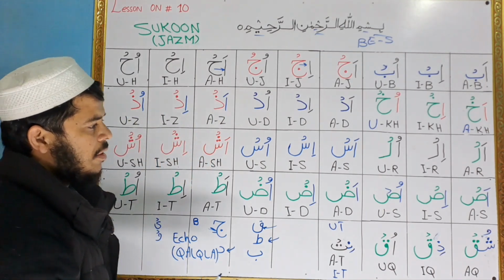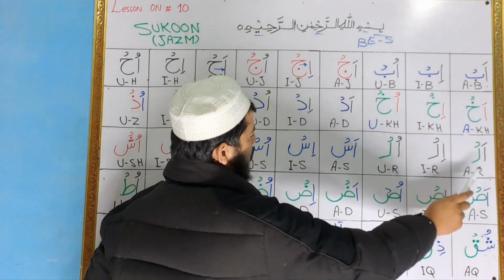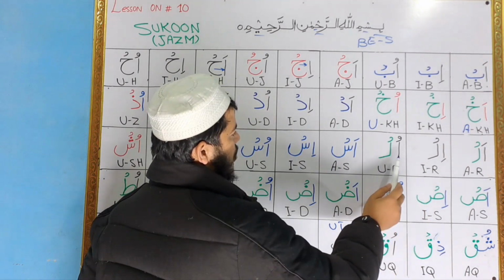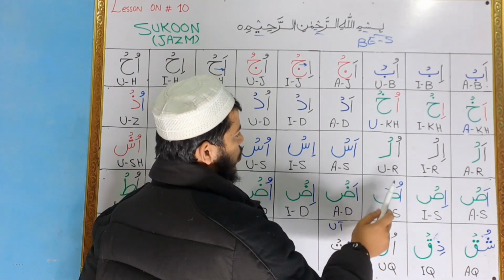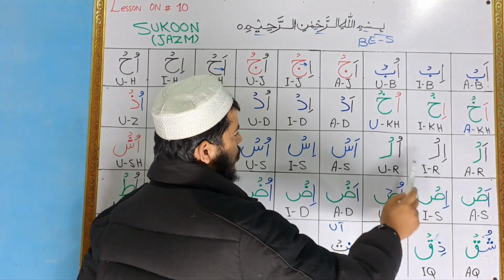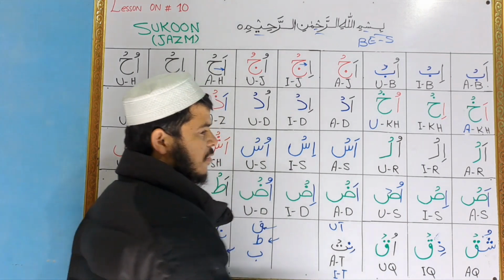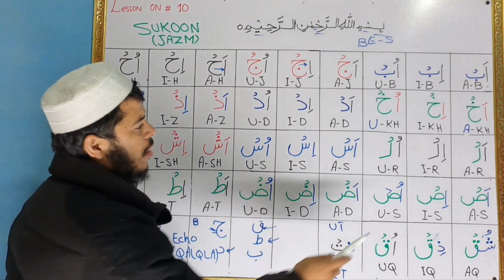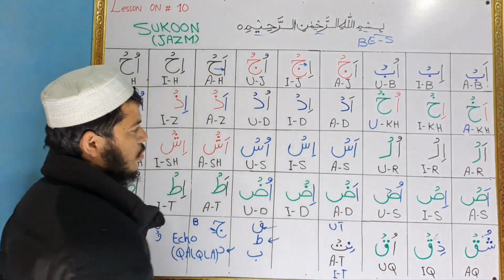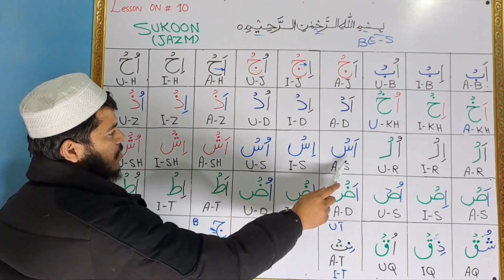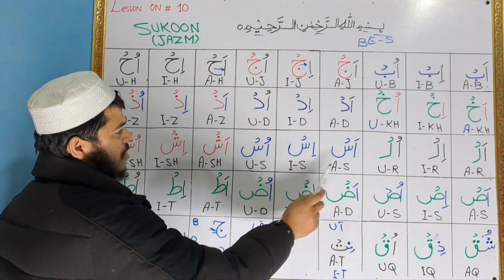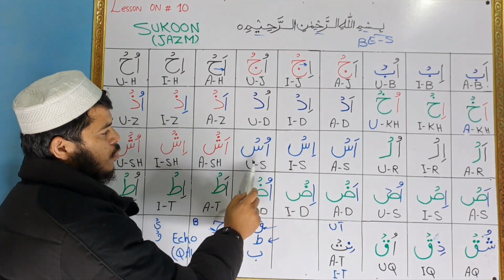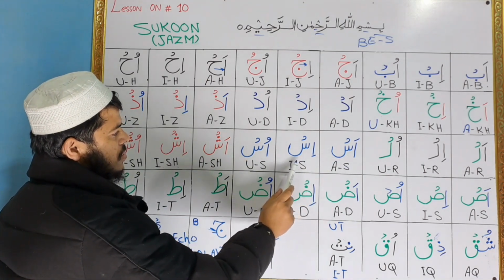Okay, next hamza ra fatha ar, hamza ra kasra ir, hamza ra dhamma ur, ar, ir, ur. So ra is coming with kasra before it, so whenever ra comes with kasra before it, the ra sound becomes light. Ar, ir, ur. Next sin, hamza sin fatha as, hamza sin kasra is, hamza sin dhamma us, as, is, us.